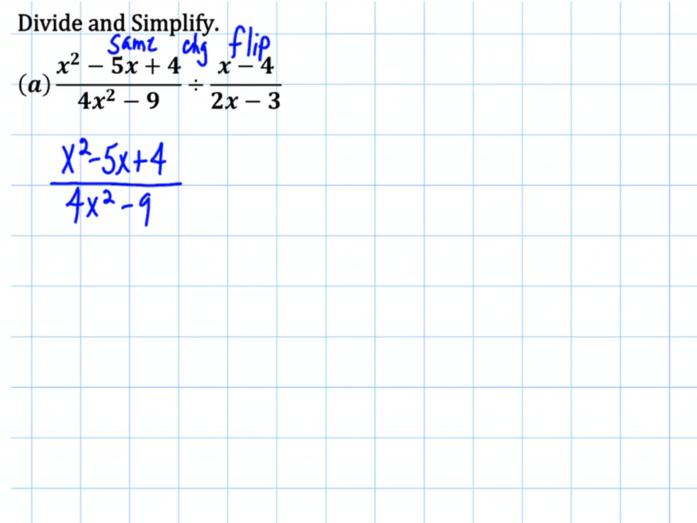So the division changes to multiplication, and then we're going to put the numerator where the denominator is, and vice versa. Okay, so now we want to look at the x squared minus 5x plus 4 and factor that. This one is easy factoring because we don't have a coefficient in front of the x. So we know we're going to start out with x and x.